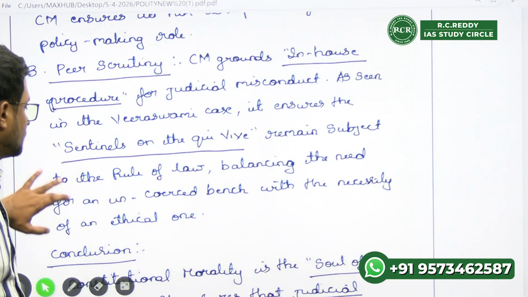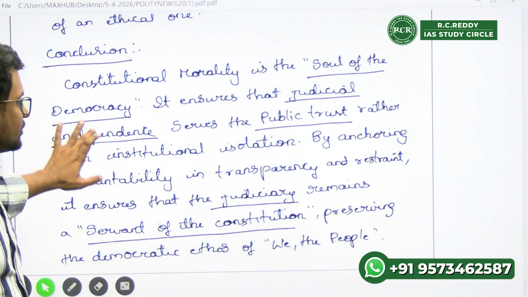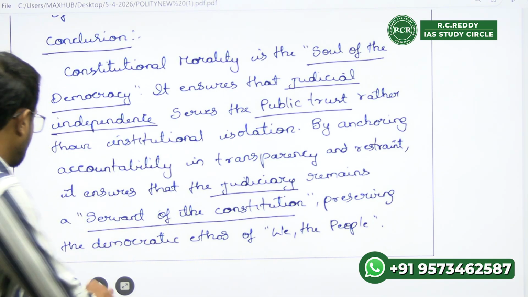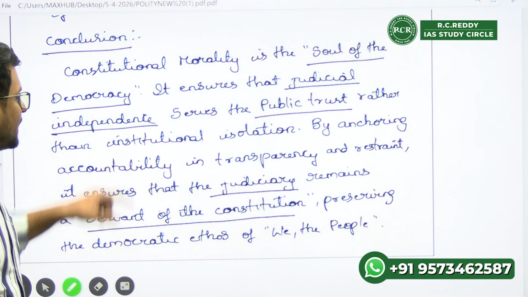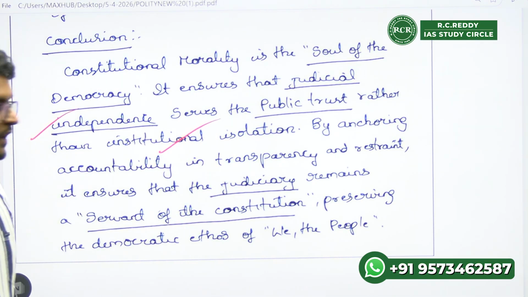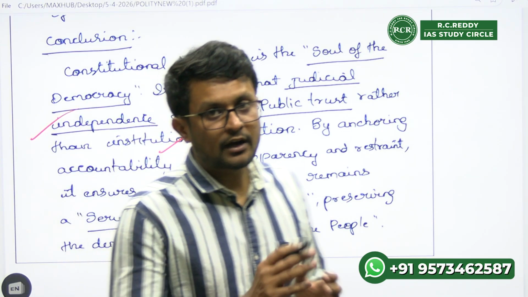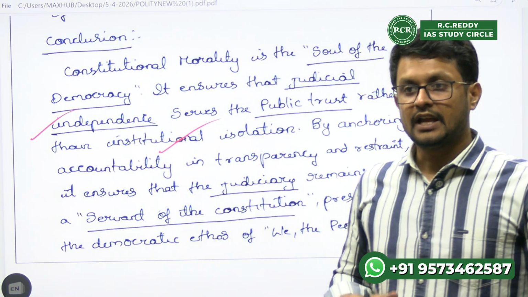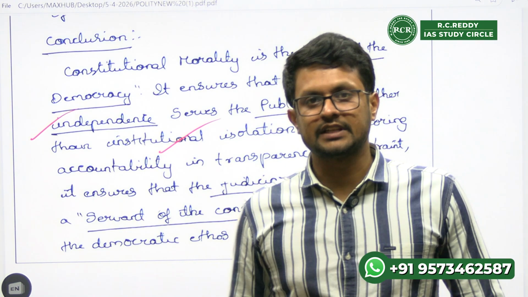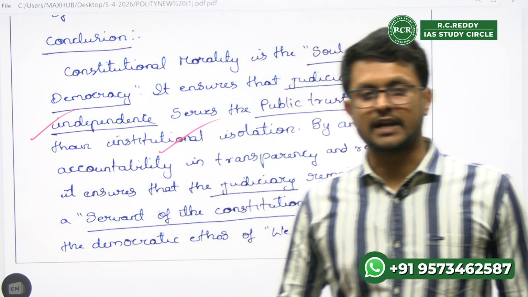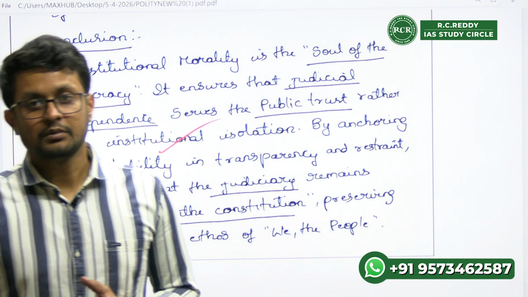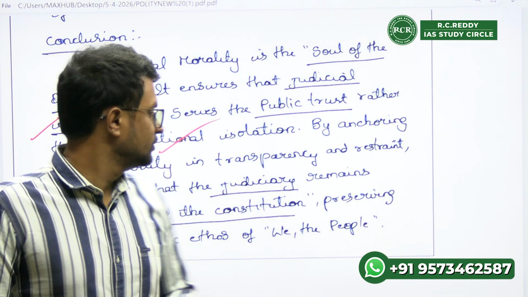So finally we can come to the conclusion that constitutional morality is the soul of the constitution. It ensures that judicial independence ensures public trust rather than institutional isolation. So how should we bring accountability into the judiciary? Either through the appointment process, the in-house process, or through curbing overreach are some of the ways that constitutional morality has been bringing accountability into the judiciary.